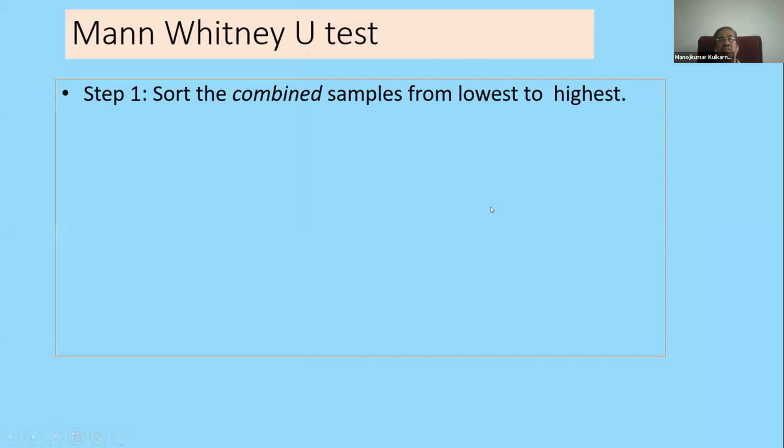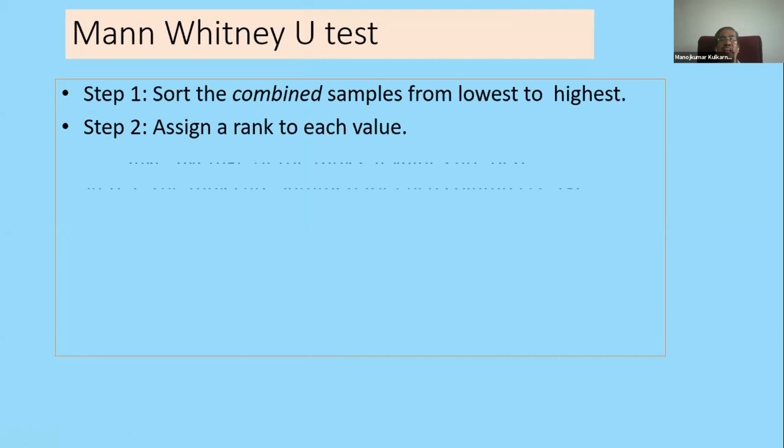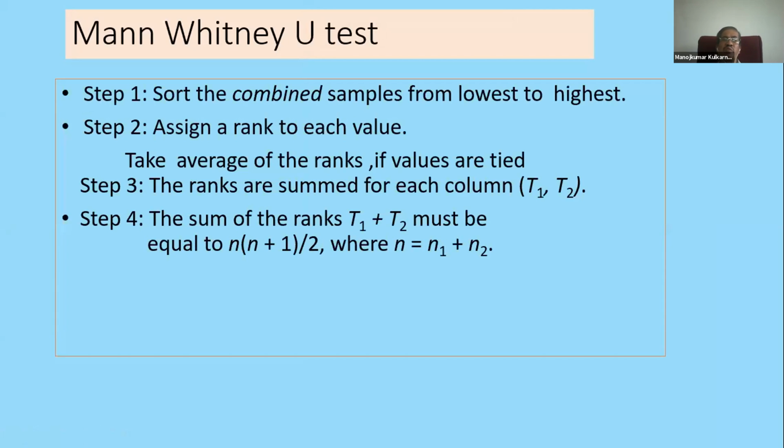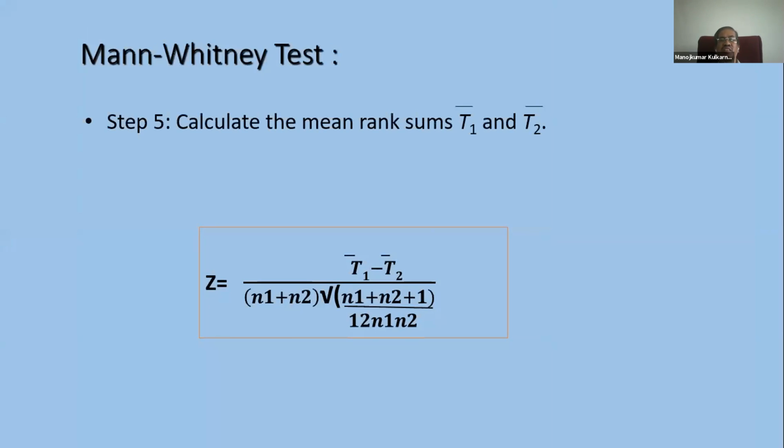Let us take an example. In conducting this non-parametric test, first you have to sort your data: combine and mix your data set, arrange the values in increasing order, and rank each value. If there is any tie, take the average of these ranks. Find the sum of each column, T1 and T2, and find their average, and then the Z value is obtained. So this is when we are calculating manually. Since we are using software, we can go straight to the output and evaluate all these findings.